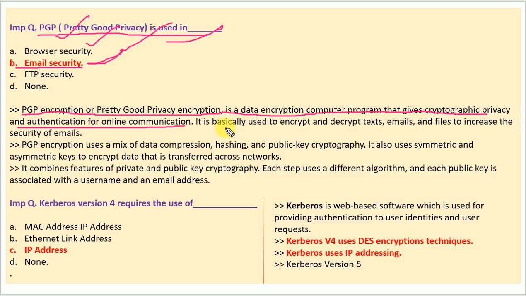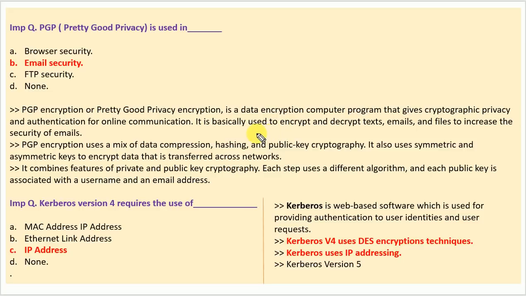Basically, it is used to encrypt and decrypt text, emails and files to increase the security of the email. You can easily now understand what is happening in the background. PGP encrypts and decrypts the text, emails and files to increase the security of the emails. Suppose you are sending an email, so there are files and text involved in that. So PGP basically deals with encryption and decryption and enhancing the security of the emails.